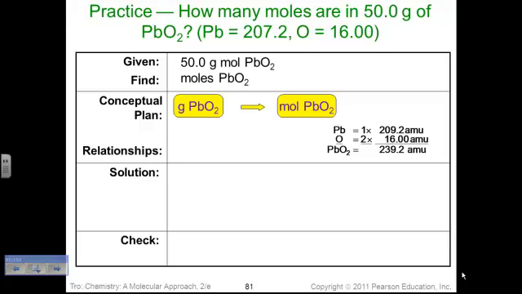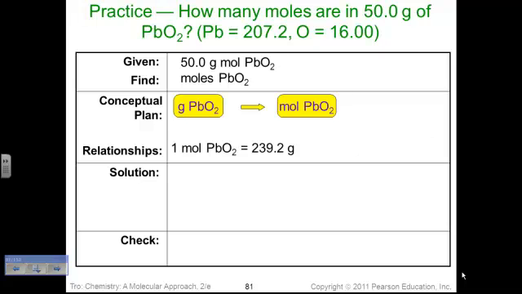Our formula for lead-4 oxide shows 1 atom of lead at 209.20 atomic mass units, and oxygen at 16.00, but I see 2 of them. Add the weight of those 3 atoms together, 1 lead and 2 O's, and we find a formula weight of 239.2. We know that a whole mole of lead-4 oxide would weigh 239.2 grams. That's called its formula weight, or the term molar mass.